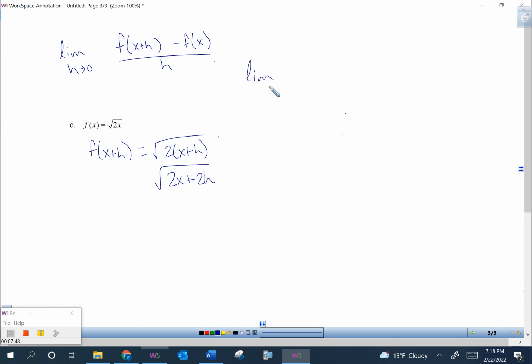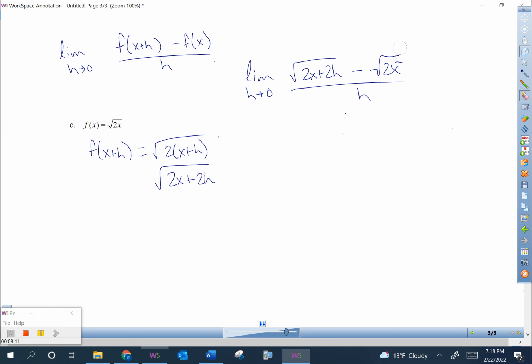So starting out here, limit as h goes to 0, we've got the square root of 2x plus 2h, and then we've got minus the original function, square root of 2x, all over h. Okay, so in this case, here's why it's weird. We don't have anything we can factor. We don't have common denominators that we have to simplify to be able to add our like terms. Okay, the whole thing here is we don't know what to do at this point because we're still dividing by 0, but we can't subtract these because they don't look like the same expression underneath that square root symbol.